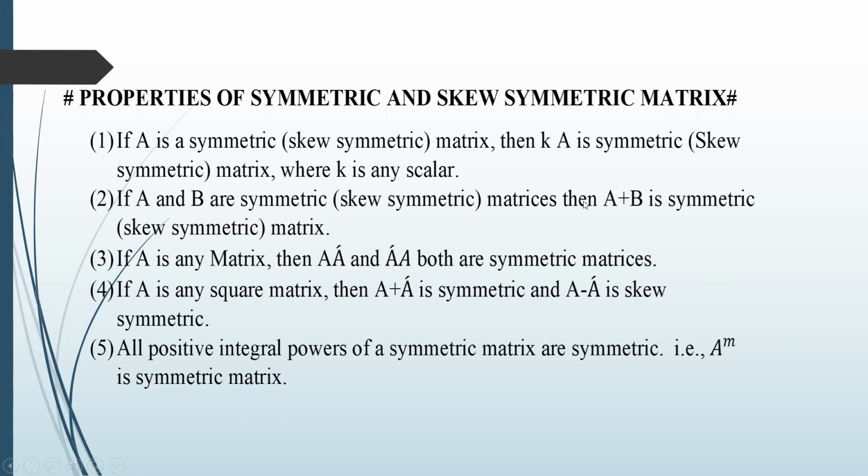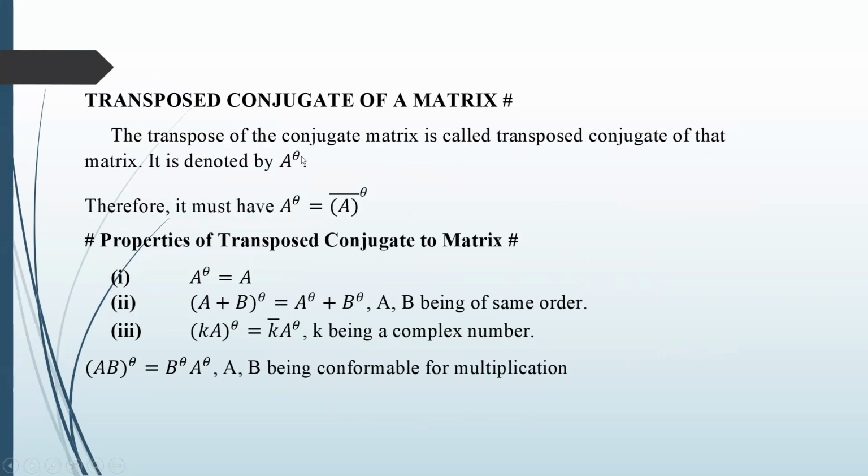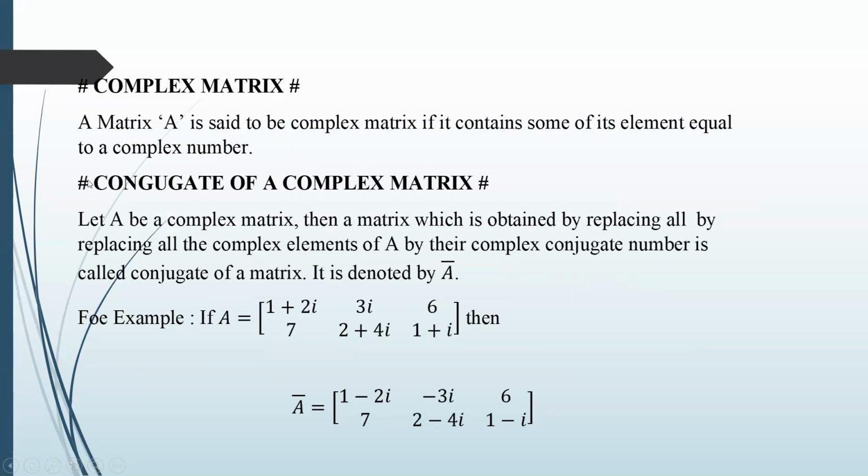So now we go for the next, complex matrix. A matrix A is said to be a complex matrix if some of its elements are complex numbers. It means it may contain a complex entry also. Okay. Now we go for the conjugate of a complex matrix.